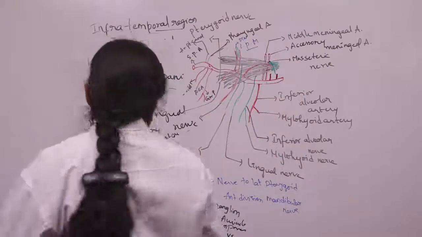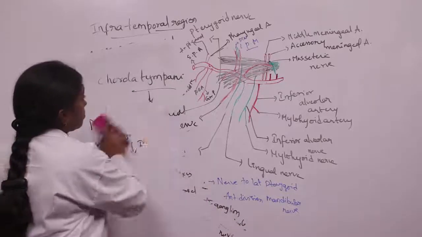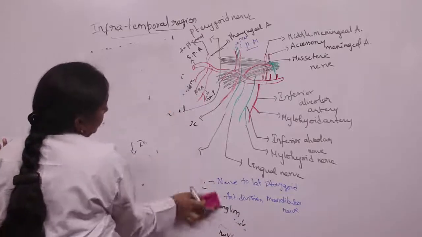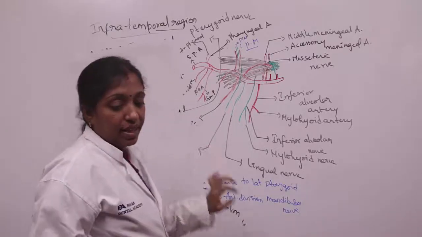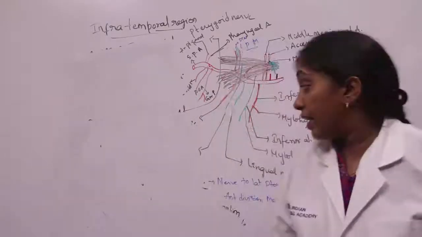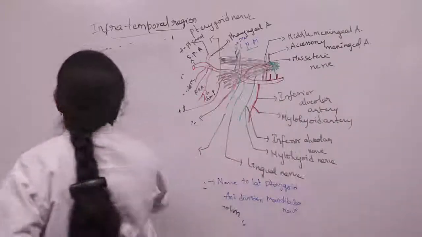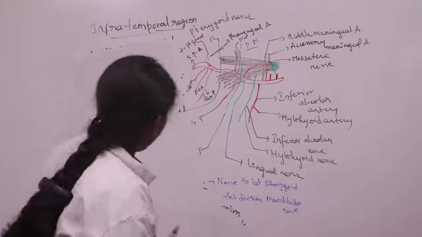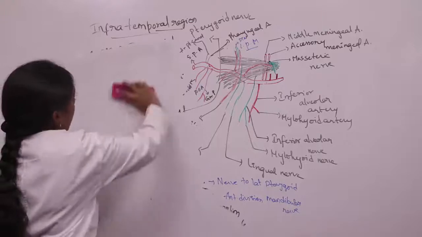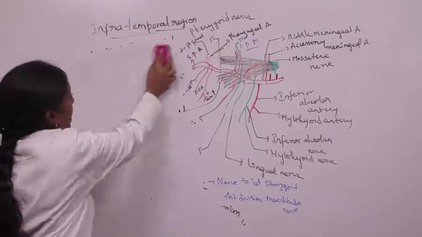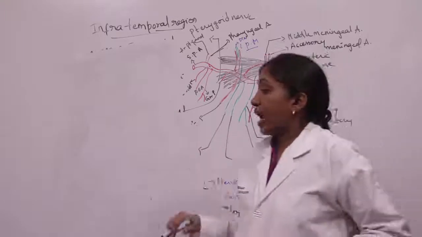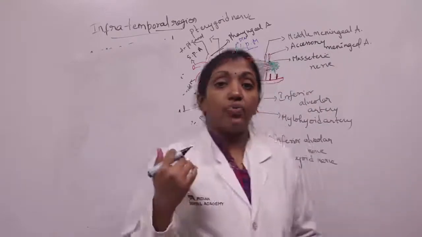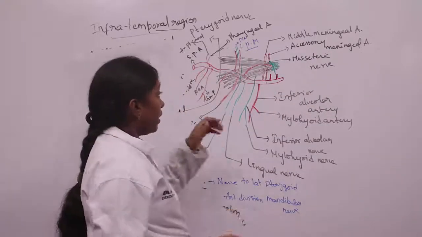And coming to the other content of the infratemporal fossa, that is the maxillary artery. We know that the maxillary artery is the largest terminal branch of the external carotid artery, and it is divided into three parts by the lateral pterygoid muscle.